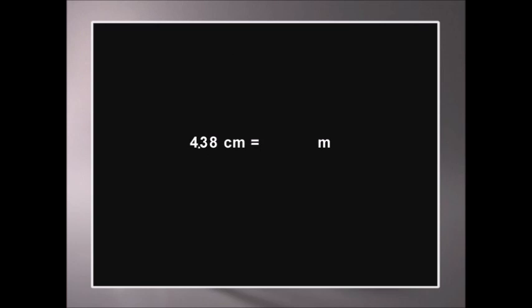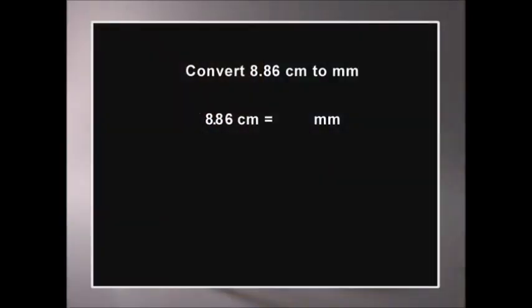So if you're converting to a big guy, you're not going to get very many of them. So you've got to have fewer meters than centimeters. That tells me that my answer is going to be smaller than 4.38. And I've already determined that I have to move the decimal point 2 places. So to get a smaller answer, I know that I have to move the decimal point to the left. Moving the decimal point 2 places to the left gives me the correct answer of 0.0438 meters. Okay, let's try another one. Convert 8.86 centimeters to millimeters.